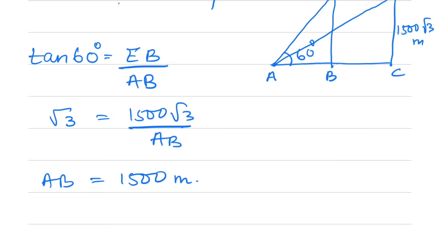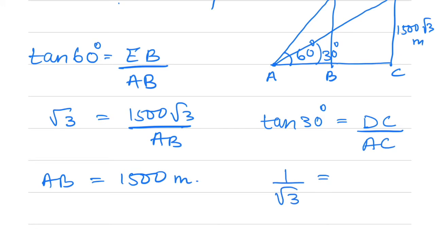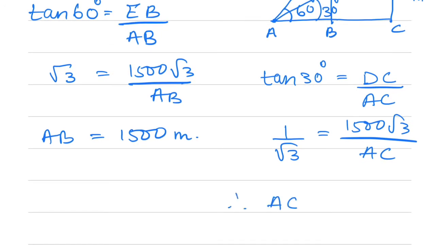Now let's find out tan 30 degrees. So tan 30 degrees is equal to DC by AC. So tan 30 degrees, 1 by root 3, is equal to 1500 root 3 by AC. Therefore AC is equal to 1500 into root 3 into root 3. So this is equal to 4500 meters.